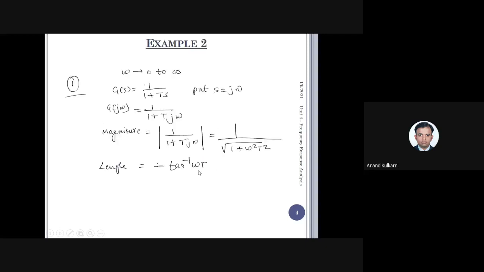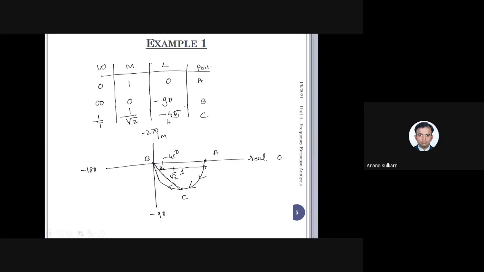Whereas the angle, if you put omega is equal to 1 upon t, t upon t cancels, so you will get 1 here. Tan inverse of 1 is 45 degrees, and the minus sign is as it is there. So minus 45 degrees. So the third point I will take. First measure minus 45 degrees. Minus 45 degrees means clockwise measurement.